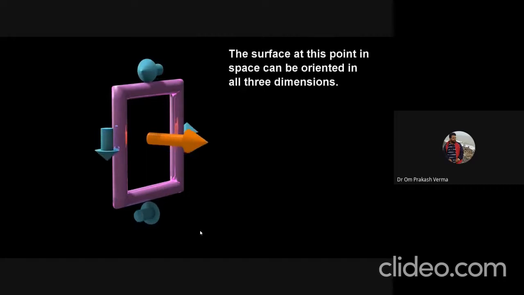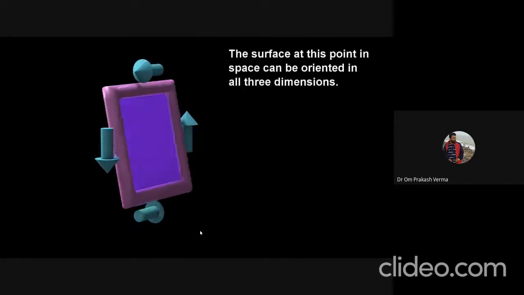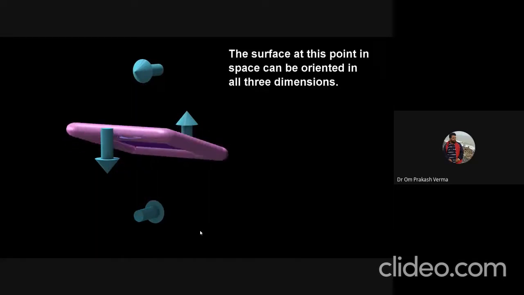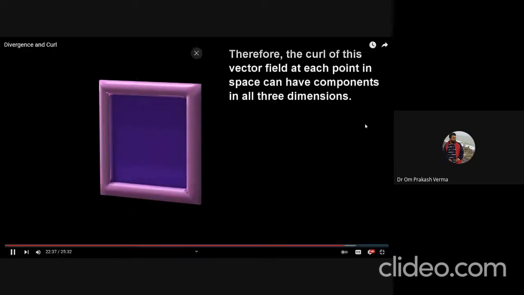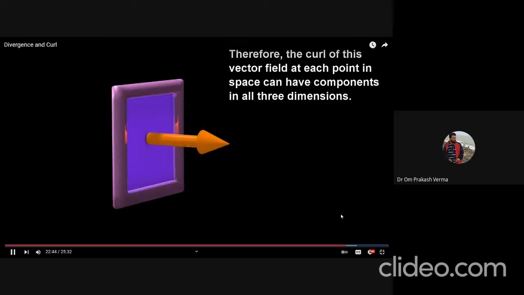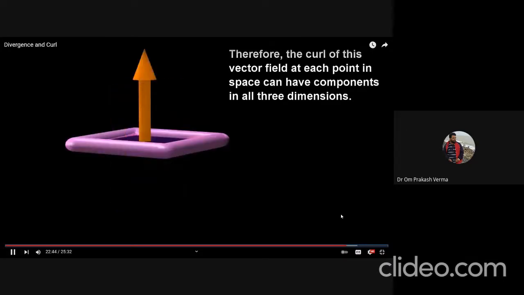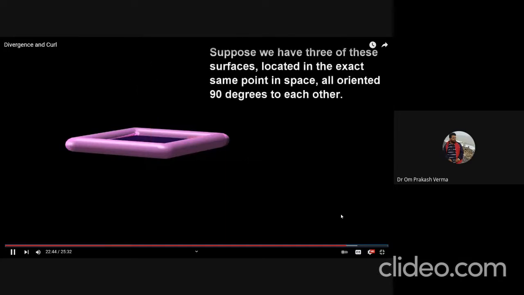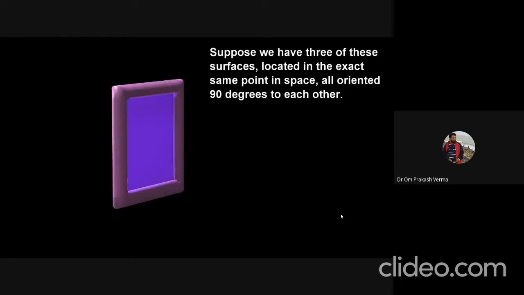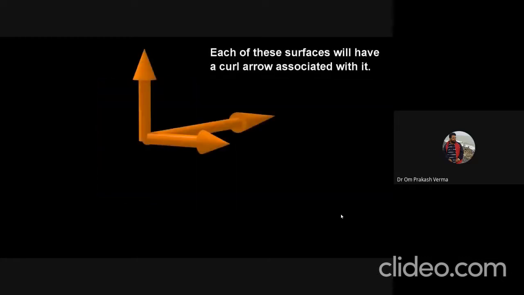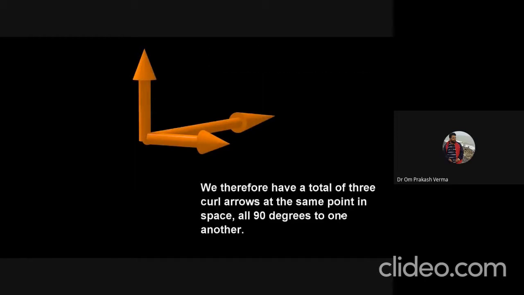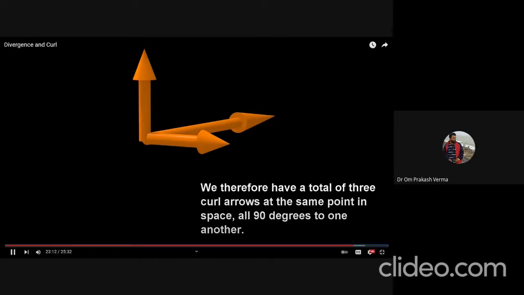The surface at this point in space can be oriented in all 3 dimensions. Therefore, the curl of this vector field at each point in space can have components in all 3 dimensions. Suppose we have 3 of these surfaces located in the exact same point in space, all oriented 90 degrees to each other. Each of these surfaces will have a curl arrow associated with it. We therefore have a total of 3 curl arrows at the same point in space, all 90 degrees to one another.